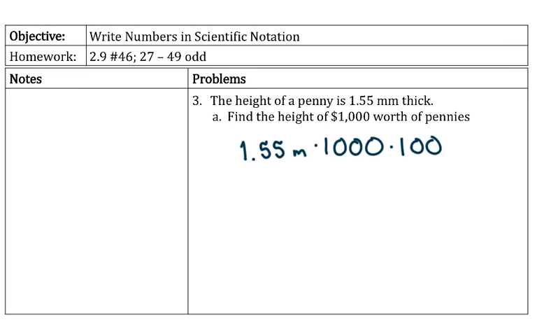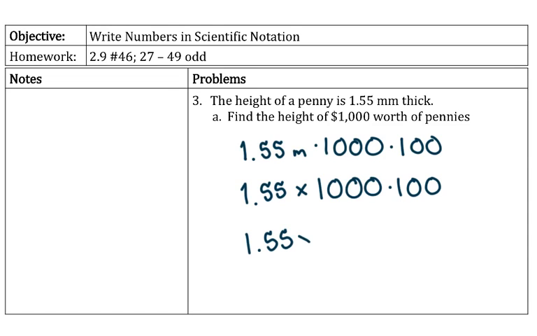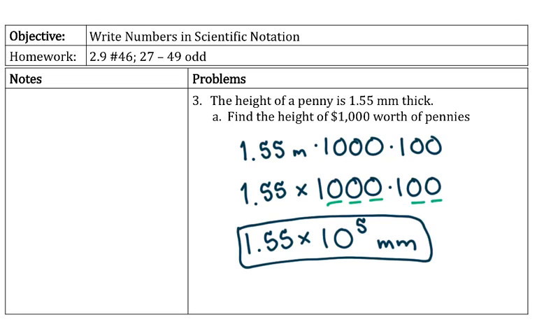So instead of multiplying this out into one very large number, I'm going to use scientific notation. I'm going to say 1.55 times, this is 10 to the third and 10 to the second, so I can simplify this down in scientific notation as 10 to the 1, 2, 3, 4, 5, fifth millimeters.